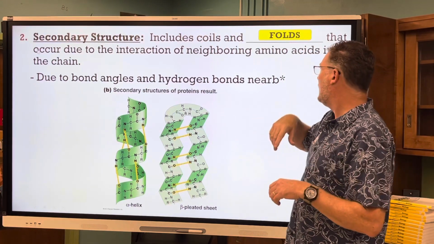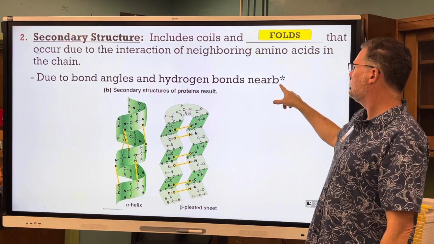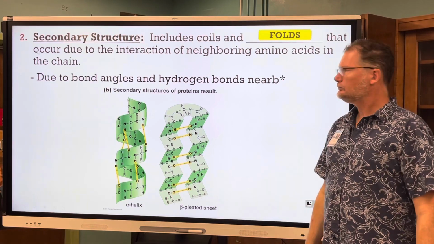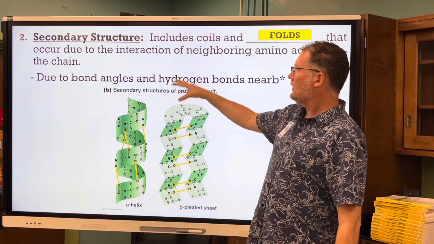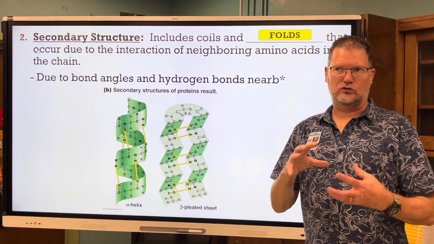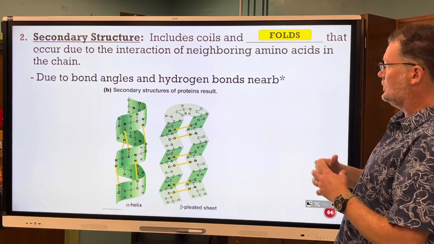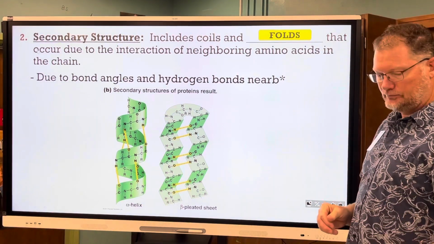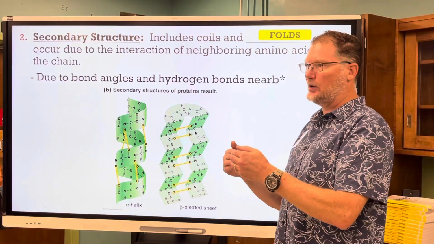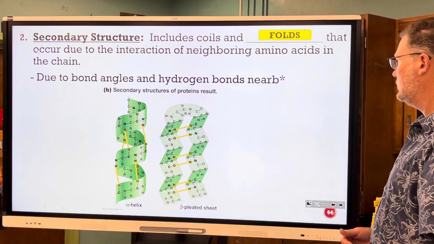I was right. That's supposed to say nearby, not nearb. And so you get these angled structures, okay, called the secondary structure. So some amino acids will hydrogen bond to other amino acids.